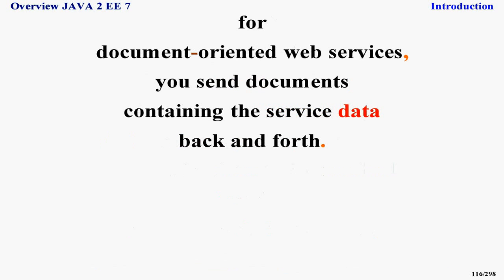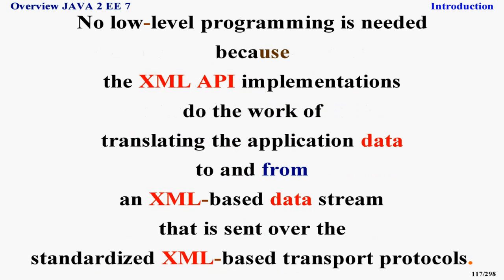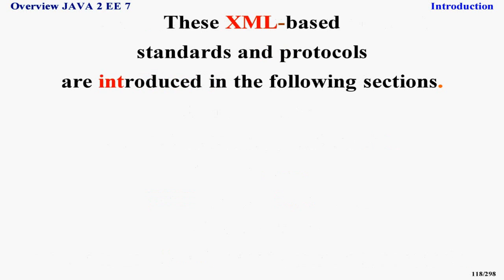For document-oriented web services, you send documents containing the service data back and forth. No low-level programming is needed because the XML API implementations do the work of translating the application data to and from an XML-based data stream that is sent over the standardized XML-based transport protocols. These XML-based standards and protocols are introduced in the following sections.